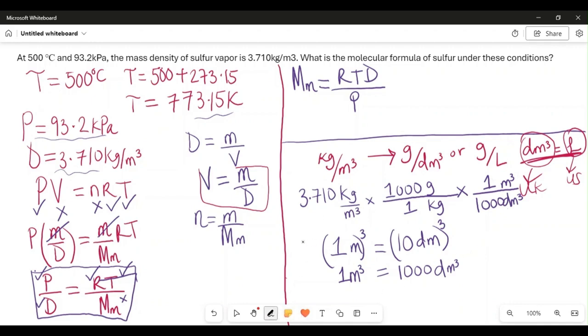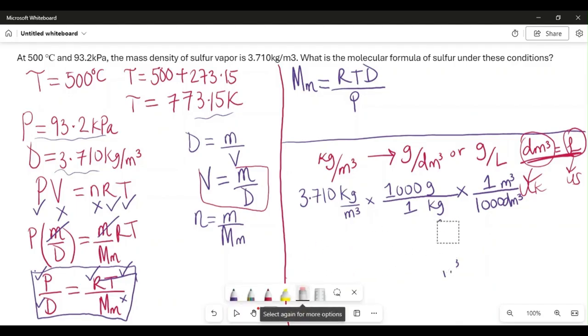If that makes any sense. I believe it does. So that's the thing you have to know. And that is it, that is literally it. So we go on to cancel out the kilograms and cancel out the meter cubed.